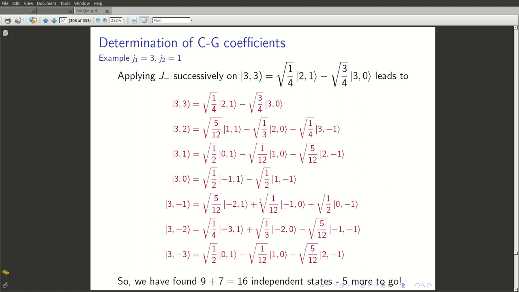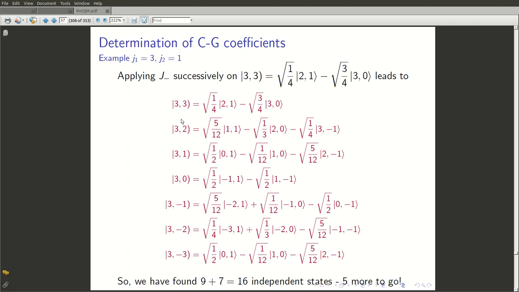So now we have 9 plus 7 independent states, 16 of them, 5 more to go. So what you need is 2 2, right? We have done J equals 4, J equals 3. Now the next possibility is J equals 2, and the highest base state for that is 2 2. Notice that if I manage to apply J minus successively on that, we will go all the way down to 2 minus 2. That's exactly 5 more states, and we have managed to find 21 independent states.